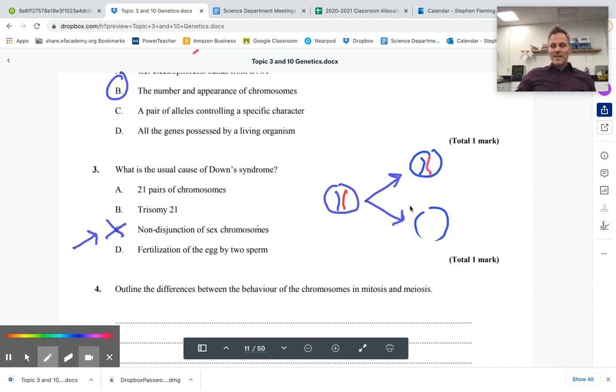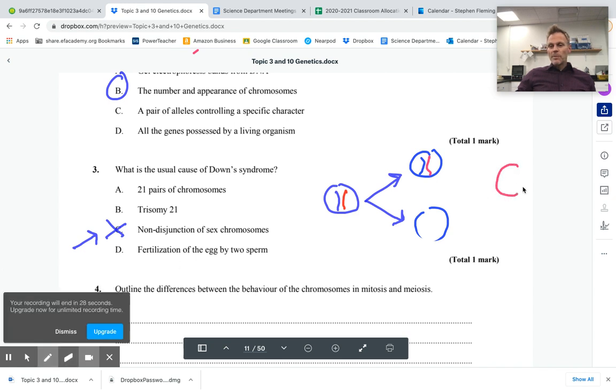So what happens is, if a sperm is coming over with its 1 copy and fertilizes this egg, you end up with 1, 2, 3 copies of the same chromosome. And 3 copies of a chromosome is called trisomy. And if it's chromosome pair number 21, that will result in Down syndrome. So the correct answer was B.